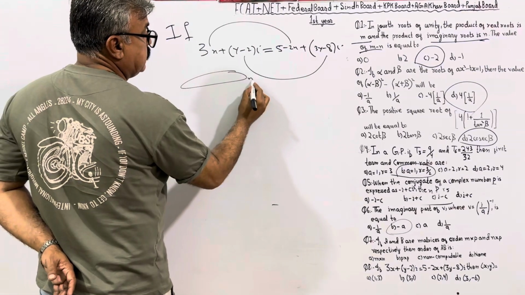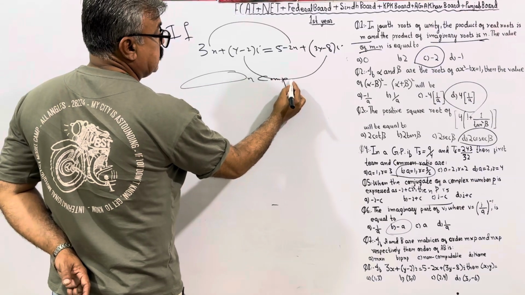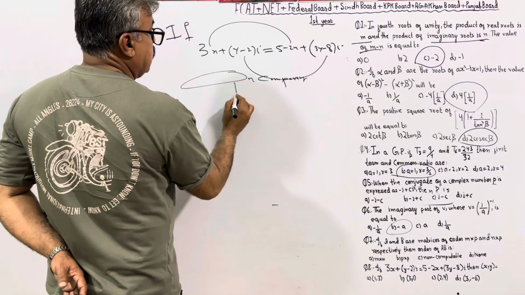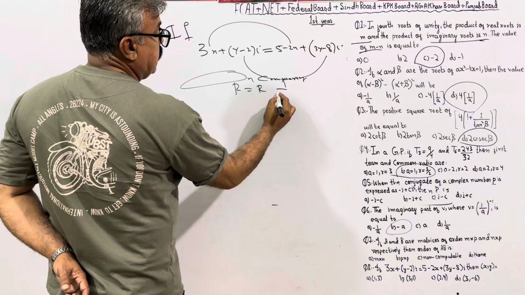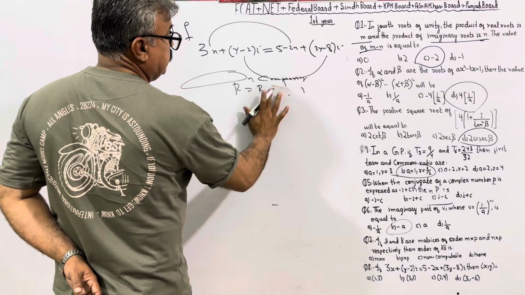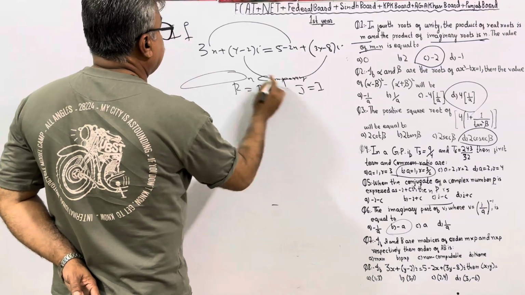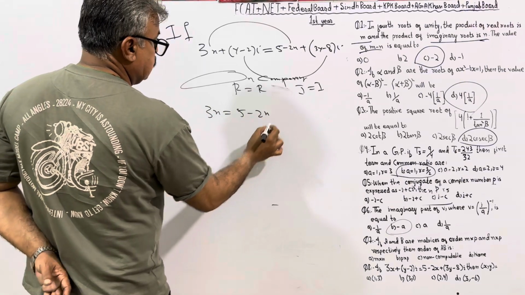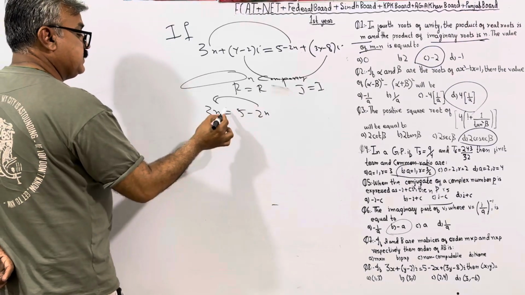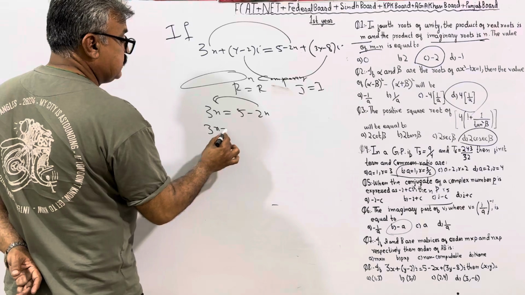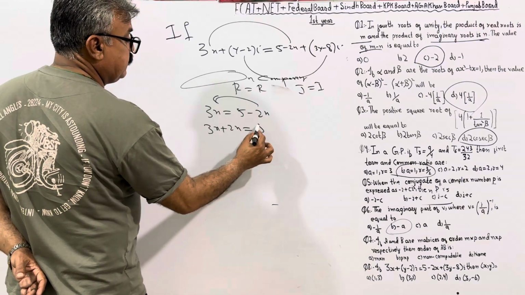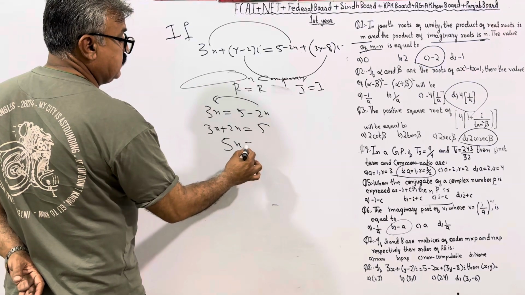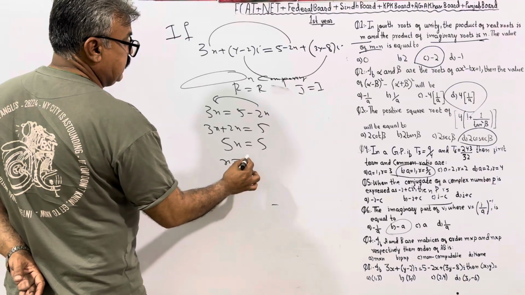On comparing, the real part is equal to the real part and the imaginary portion is equal to the imaginary. We have 3x is equal to 5 minus 2x. Solve for x: shift minus 2x here. It will become 3x plus 2x is equal to 5, so 5x is equal to 5. So eventually x is equal to 1.